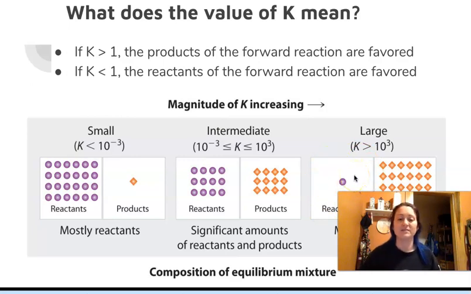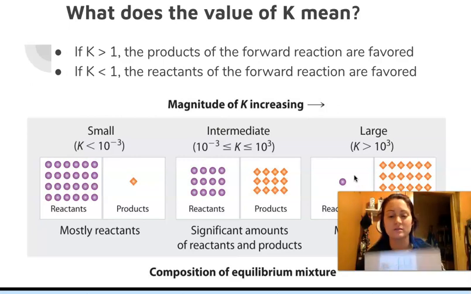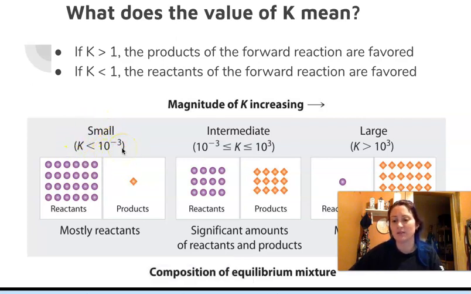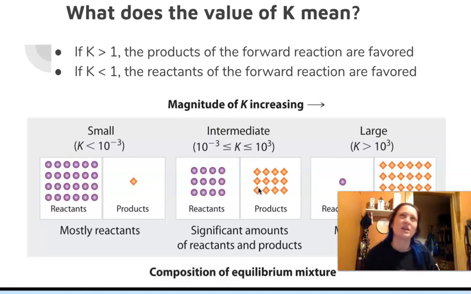Vice versa, if K is less than 1, your denominator has to be much larger than your numerator, so you would have way more reactants than products. As you can see in this image, that's what we're showing. A small K would be anything with an exponent smaller than -3, and then you would have way more reactants than products at equilibrium. There's also an intermediate range, anywhere from the order of -3 to 3 for your equilibrium constant. We generally say those reactions have approximately equal forward and reverse rates, which isn't terribly common, but it certainly does happen.